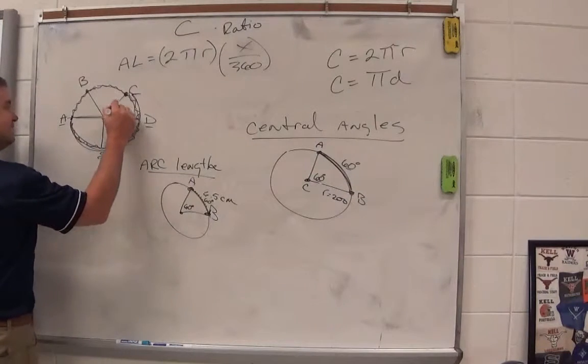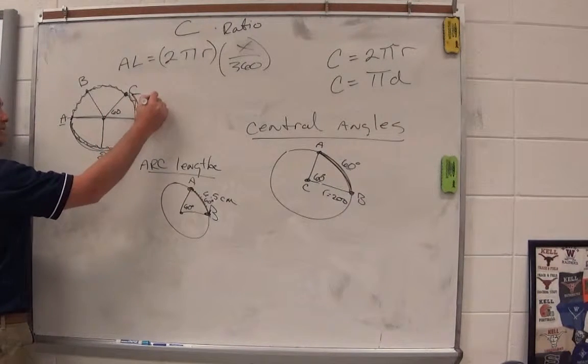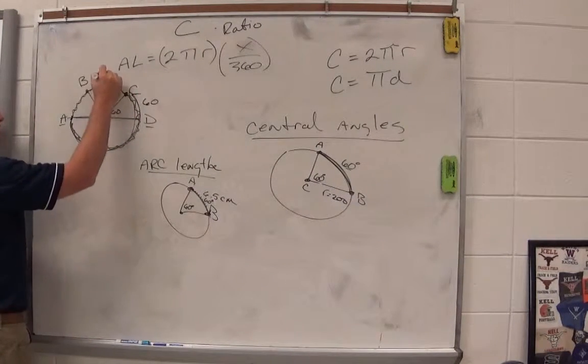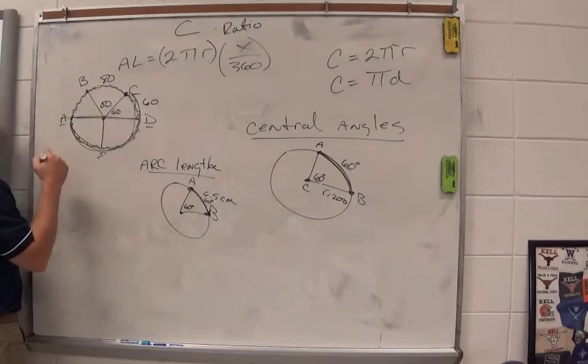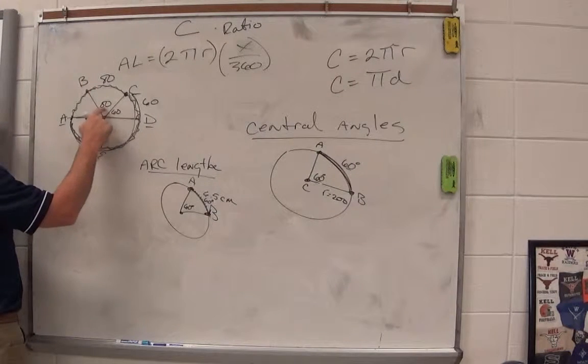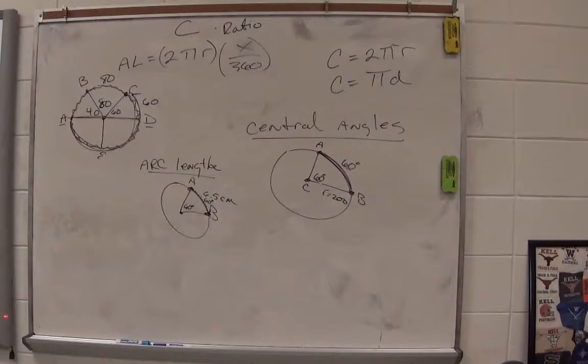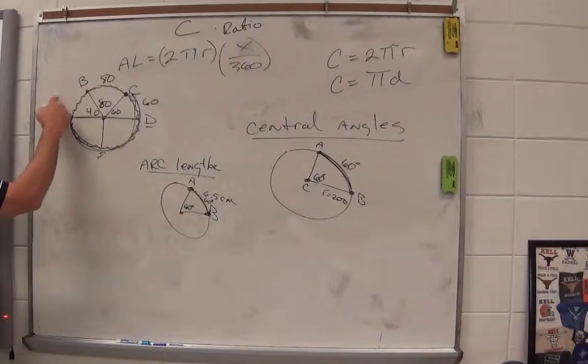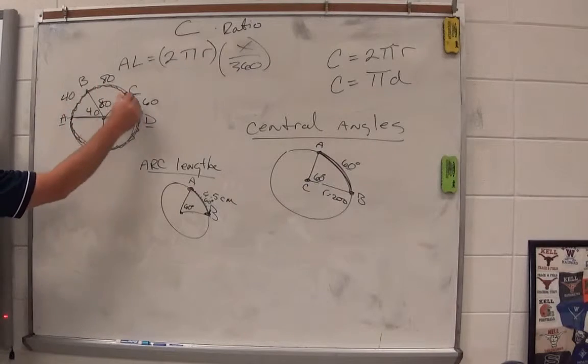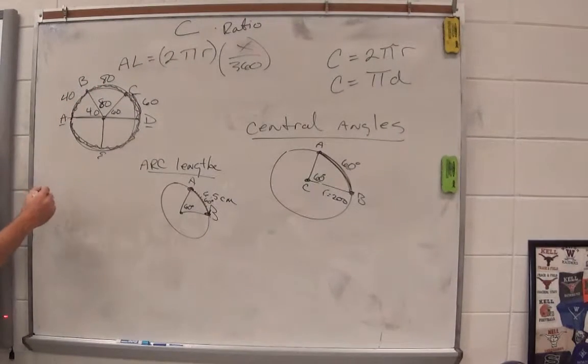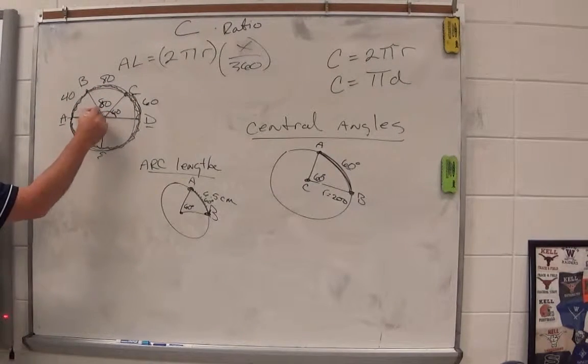All right, here's a question. If this is 60, then what does this have to be? 60. If this is 80, what does this have to be? Why? Because they're all central angles. If this is 60 and this is 80, that's 140. This would have to be 40. Why? Because it makes a straight line. So what does this have to be? It has to be 40. So these three arcs have to add up to 180, and these three angles have to add up to 180.